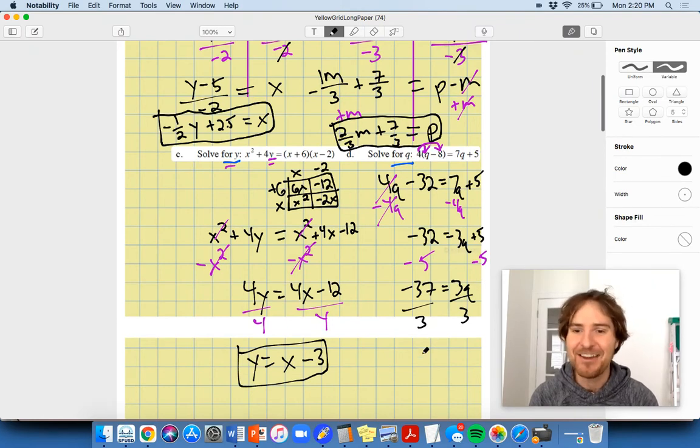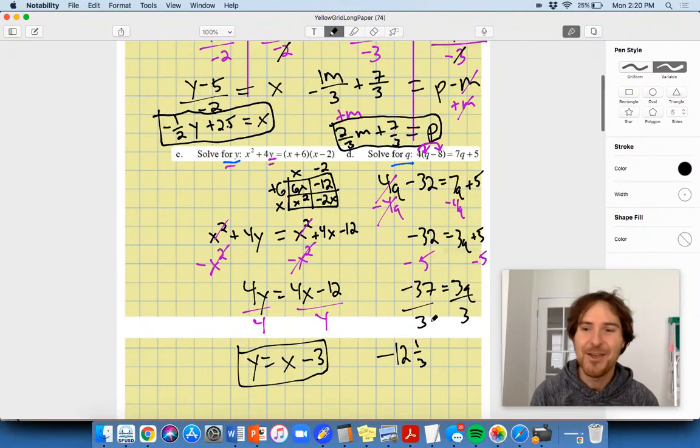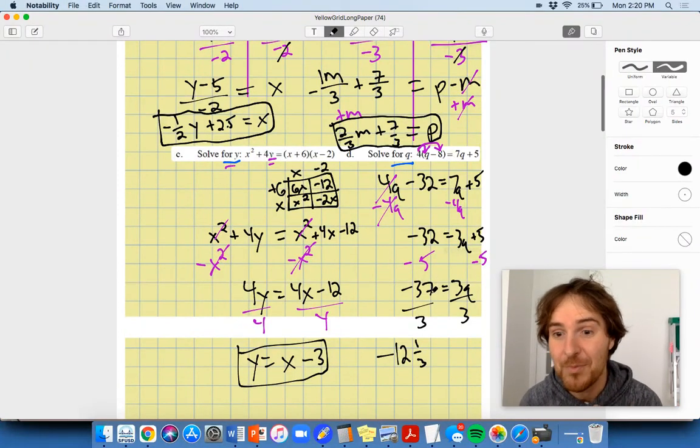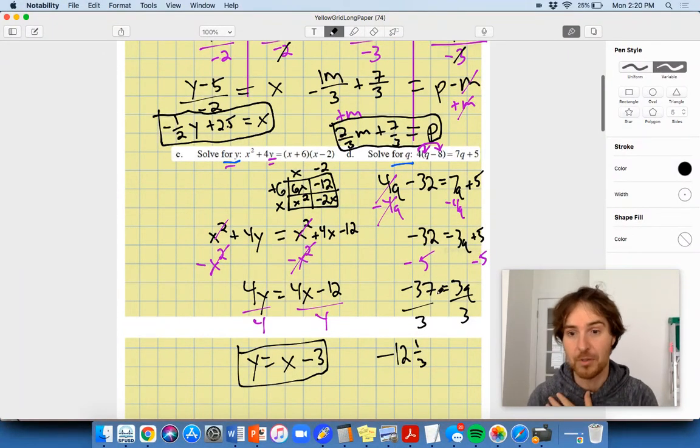Can we simplify that? 3 goes into negative 36, right? How many times does 3 go into 36? 12 times, right? So this would be negative 12 and 1/3, right? Because 37, 1/3 more. The remainder of 1 would go into 37, and we divide that remainder of 1 by 3, which would be 1/3. Anyways, we get that equal to q.